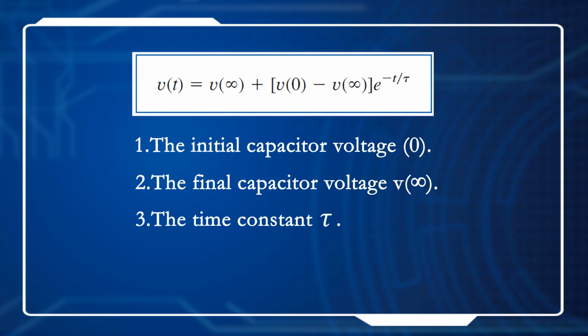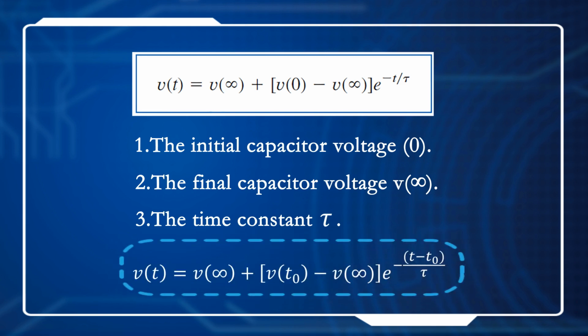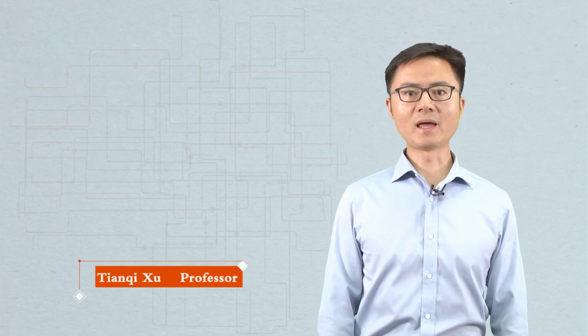What if the switch is operated at t equals t0? You can use the equation like this: V(t) equals V infinity plus (V(t0) minus V infinity) multiplied by e to the minus (t minus t0) over tau. This is the end of this section.